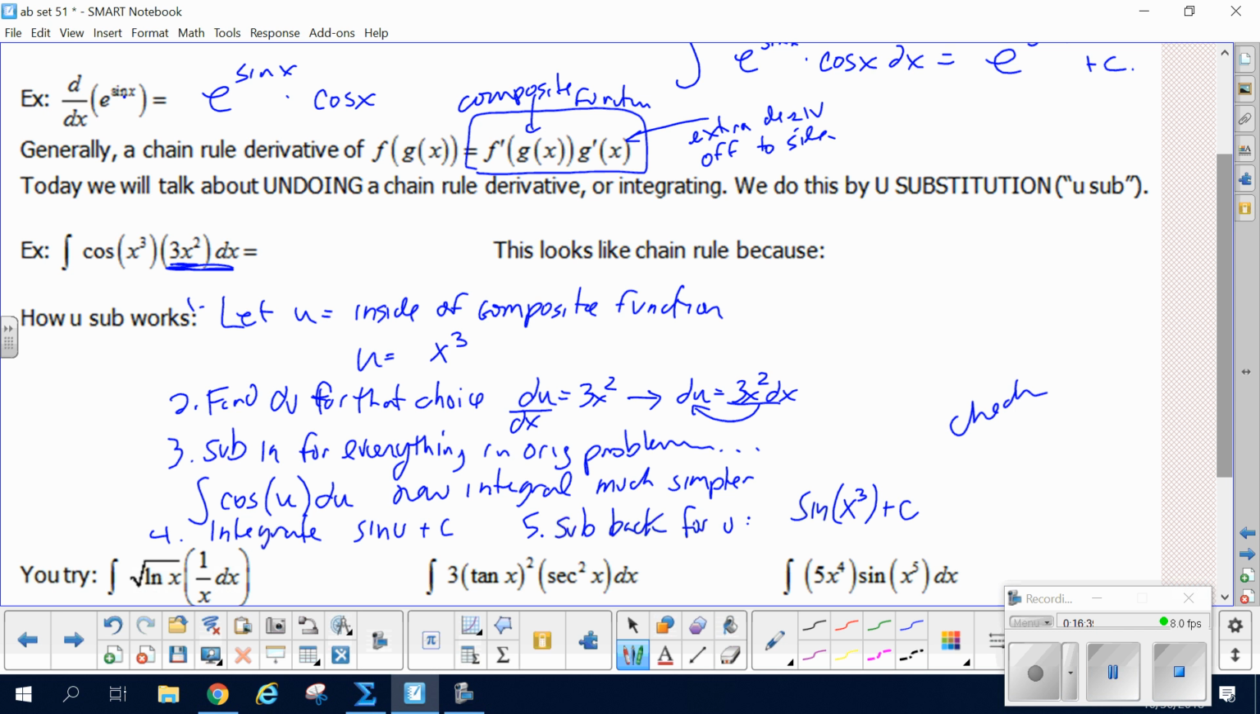Yeah, you can always take the derivative. You can see that if I took the derivative on that, it would be a chain rule kind of situation. Derivative of the outside with the inside the same, times the derivative of the inside as well. Okay. So u sub is a way of undoing a chain rule derivative. Yes?